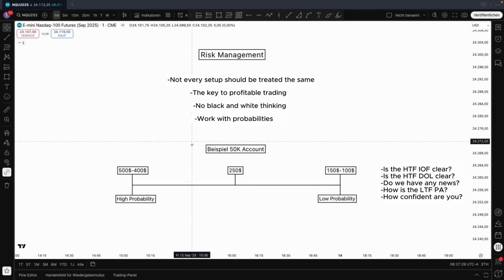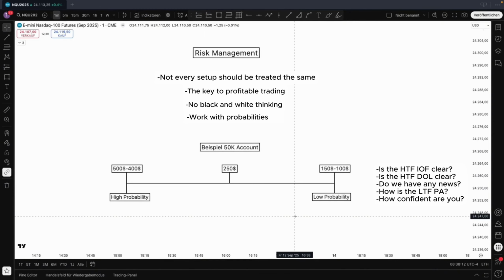Here, for example, we have a 50K account, and with a 50K account, this is how I personally do it. I use $250 as a base value, as a guideline for a trade. If a trade is, let's say, as you can see, in the middle, neither low nor high probability, let's call it a normal setup in quotation marks, then I would execute this setup with about $250. If we now have a high probability setup, then I'd be willing to put up almost double that amount and enter the trade with this sum. But likewise, with a low probability setup, I would use less than half that amount.